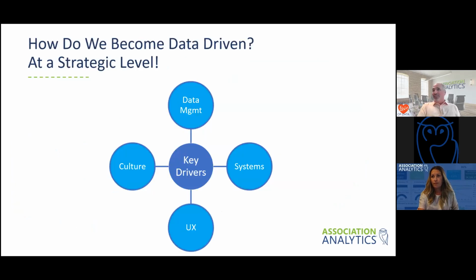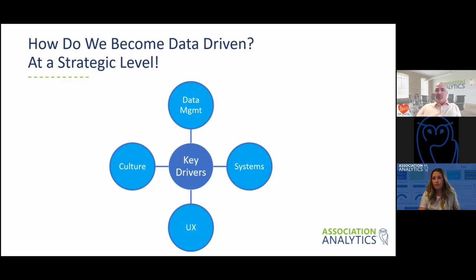So how, as an organization, do we really become data-driven at a strategic level? Data-driven, data-informed, whatever terms you want to use. We can talk about all these other key drivers. Obviously, having data management, data governance, and data quality is highly important. Having the right systems, which is everything that's gathering data, and then being able to aggregate that data and get information and answers out of it, and then the overall user experience for people.